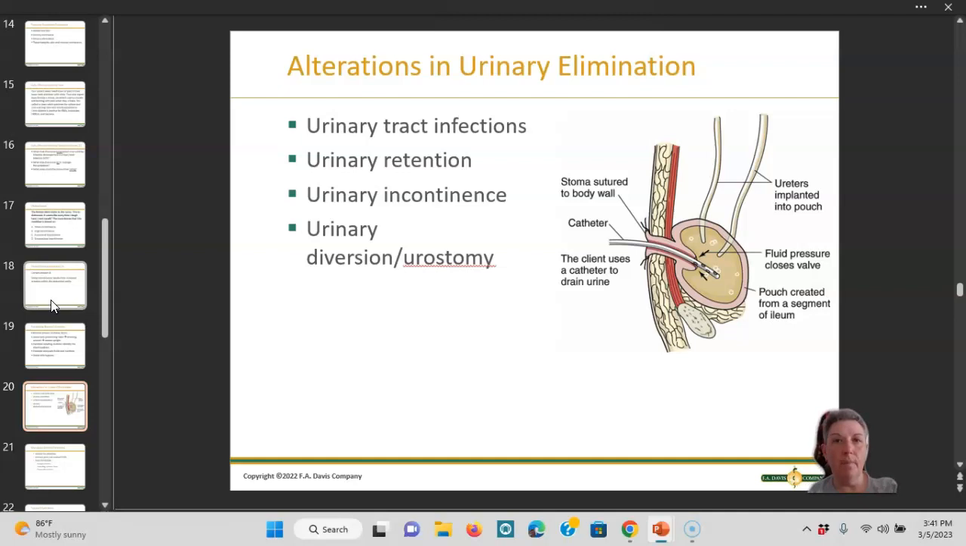All right. So alterations in urinary elimination. Some of the things that might come up on the test: urinary tract infections, urinary retention, urinary incontinence, urinary diversion, or urostomy. I can tell you that every single one of these could be on the NCLEX.